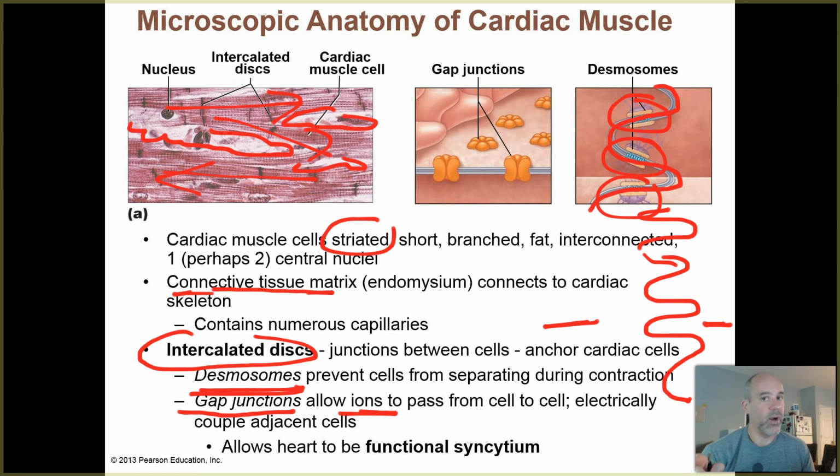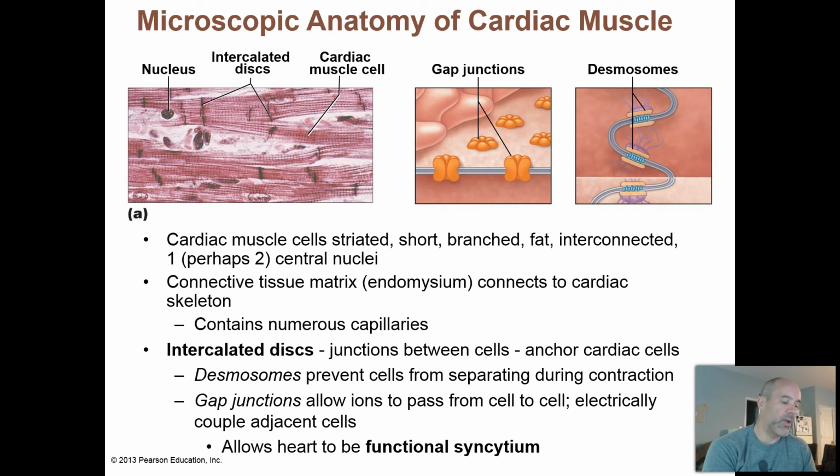Not true with your cardiac muscle fibers. Your heart beats as a unit, and there's a term for that. It's functional syncytium, or syncytium. You'll hear people pronounce it that way as well. That phrase means that the heart functions as a unit. So your cardiac muscle cells beat together in unison.